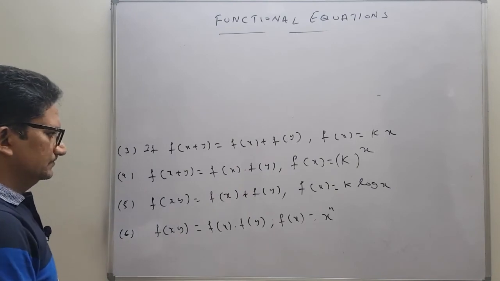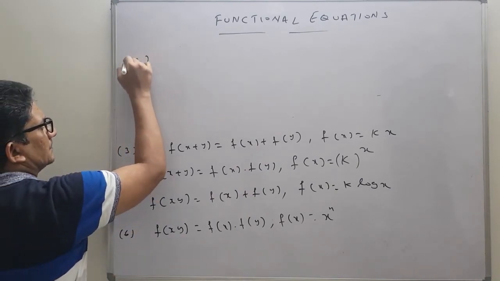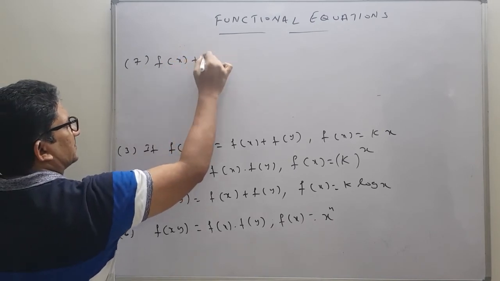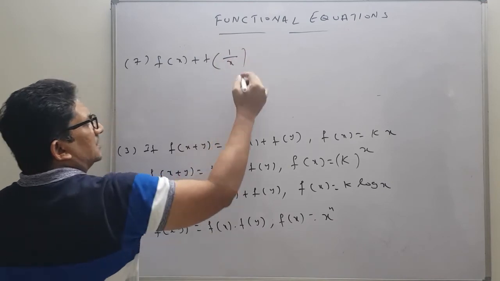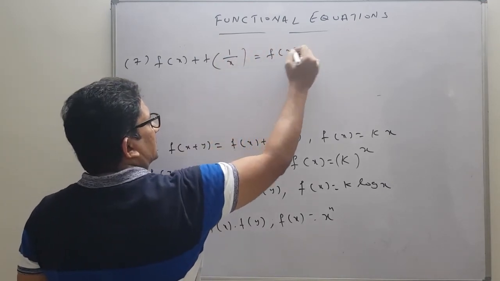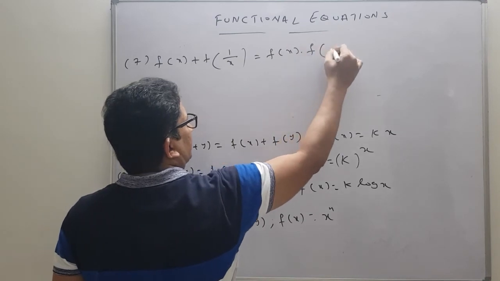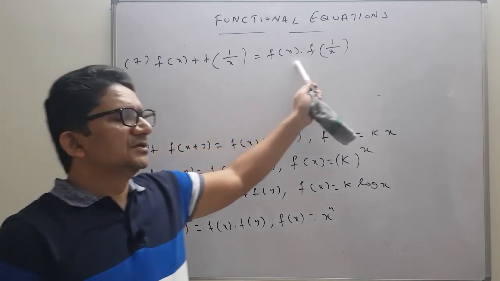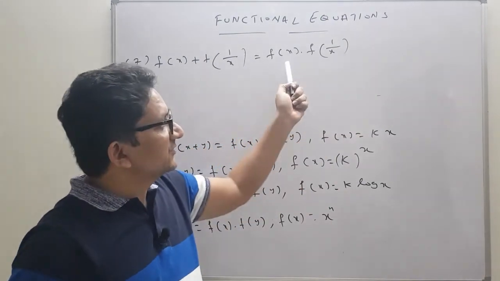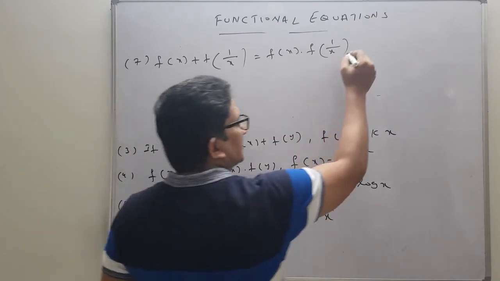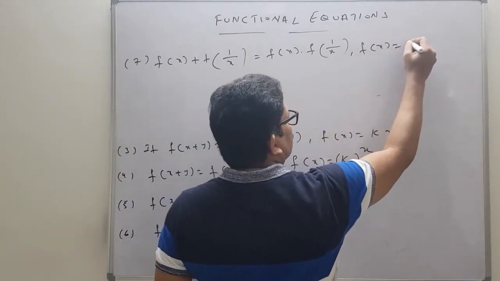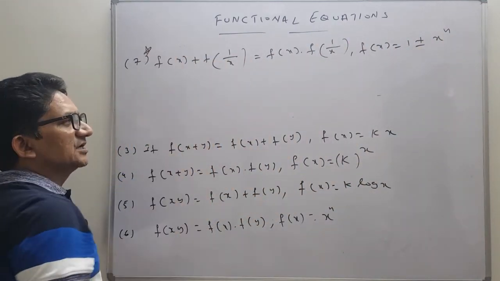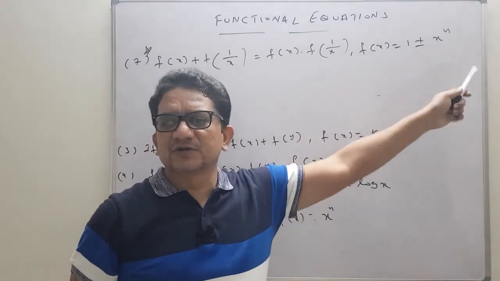Next, one more. f of x plus f of 1 by x is equal to, the case is different, f of x into f of 1 by x. The example we studied was f of x plus f of 1 by x equals some expression in terms of x, but here functions appear again, so the best choice for this one is f of x equals 1 plus or minus x to the power of n. Either plus or minus we need to take, depending upon the data available in the question, we can make a choice there.